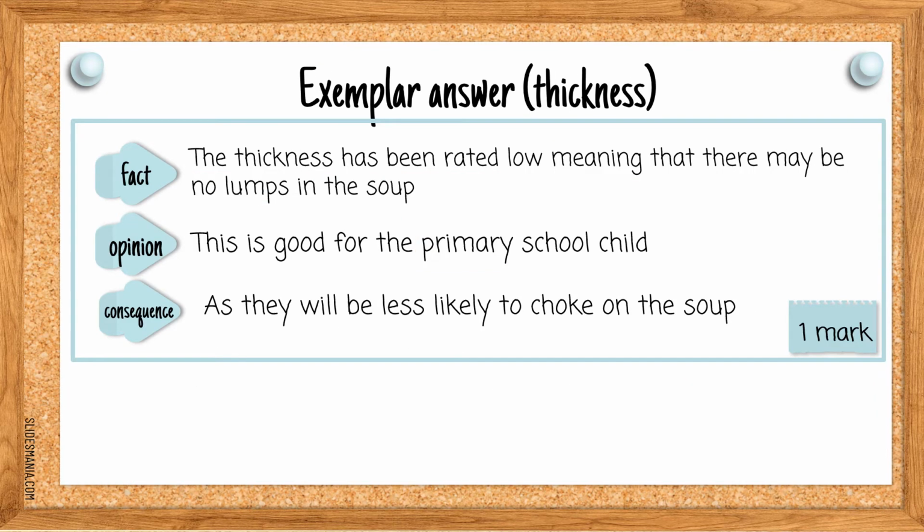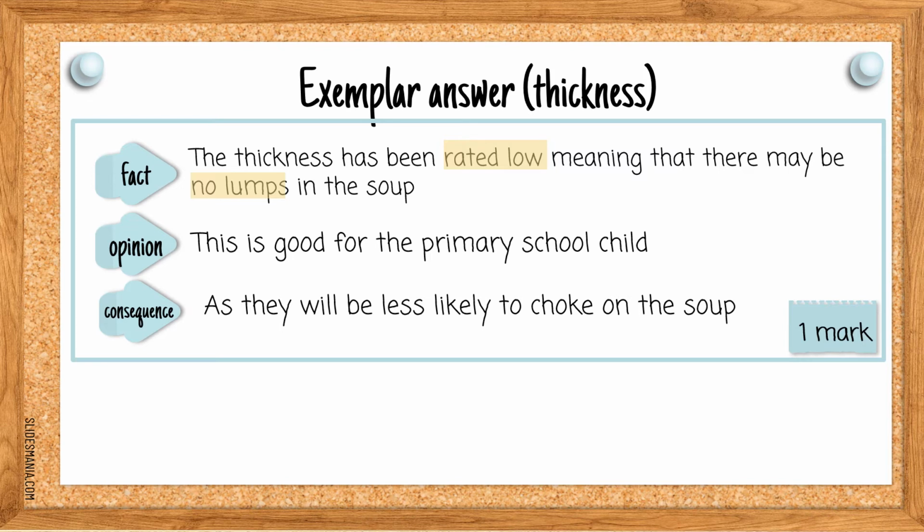Here's an exemplar answer for thickness. So again, we've given a fact. The thickness has been rated low, so we've interpreted the scale, meaning that there will be no lumps in the soup. So again, we've suggested what this means in terms of the soup. So by having a low thickness, that means that there won't be any lumps in the soup.